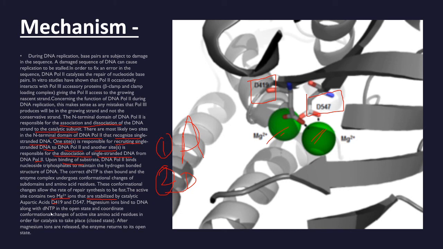Magnesium ions bind to DNA along with dNTPs in the open state and coordinate conformational changes of the active site amino acid residues in order for catalysis to take place. That is in the closed state. After magnesium ion release, the enzyme returns to its open state, so it can repair the new strands.